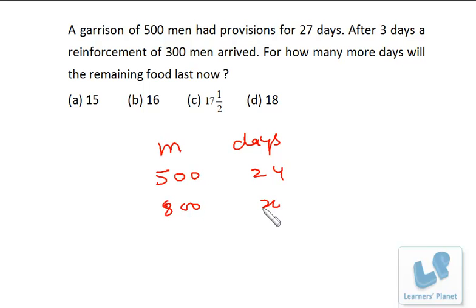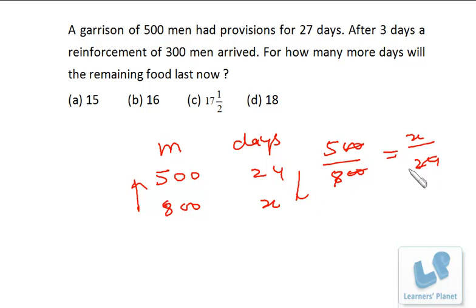So let it be X. Definitely, both of them have an inverse relationship. If more men are there, the food will be sufficient for less number of days. Okay, so it's 500 by 800, or you can directly write 5 by 8 is equal to x by 24. Okay, so x is equal to 15 days. Okay, so for 800 persons, the food will be sufficient for the next 15 days. Okay, I hope you are clear.